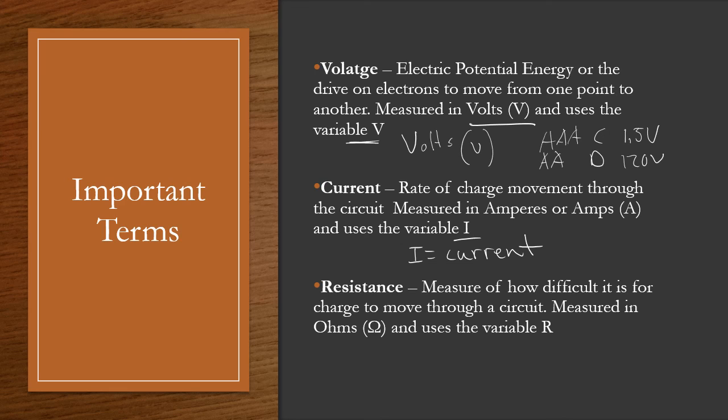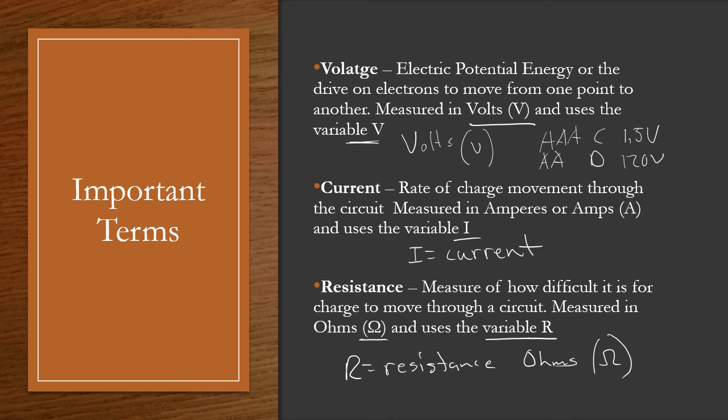Resistance is the last term, and resistance is a measure of how difficult it is for charge to move through said circuit, how difficult it is for electrons to pass through something. It is measured in ohms, and it uses the symbol omega to represent it. It uses the variable R in equations. So R is resistance, which is measured in ohms, and you will abbreviate it with omega. So three pretty simple terms, and looking at the mathematical relationships, it all really makes sense.